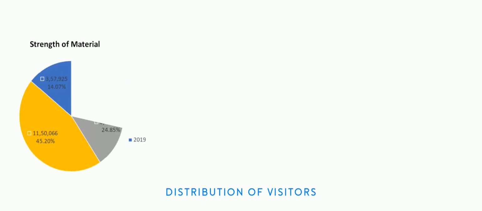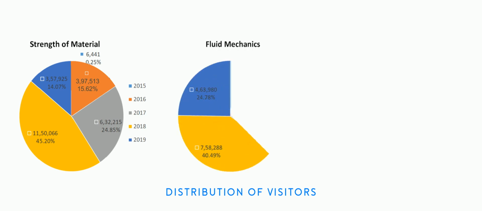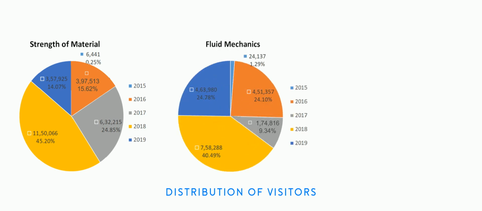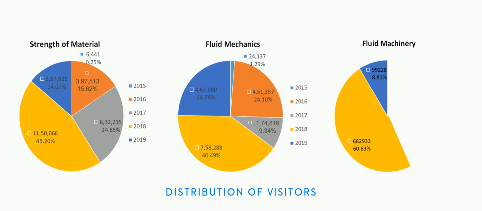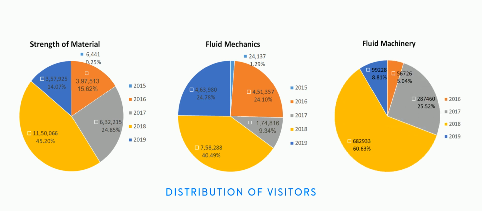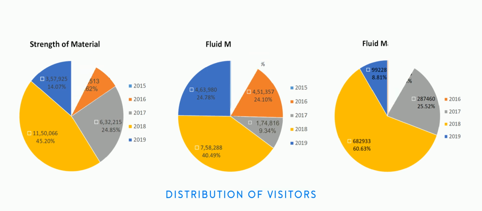The number of unique visitors per month increased from 17 to 1160 for strength of materials, 32 to 653 for fluid mechanics from 2015 to 2019, and 35 to 557 for fluid machinery from 2016 to 2019. The students' feedback helps the developers to improve the quality of simulation and channelize the ideas in the correct direction.